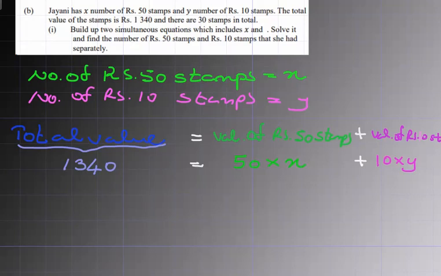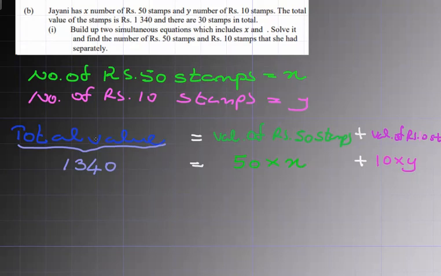So now let's plug in the values. What's the total value? 1340. And now how would we find the value of 50 rupee stamps? Now for a while, assume Jayani has two 50 rupee stamps. Then how would you find the value of them? 50 plus 50, or is 50 times 2. So what does that mean? To find the value of 50 rupee stamps, what you got to do is you got to multiply 50 by the number of stamps or number of 50 rupee stamps she got, which is X.